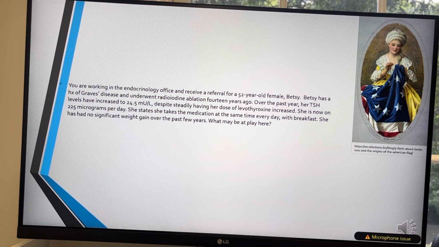We would want to ask her all about breakfast, what she eats, check H. pylori, and work her up for celiac. And this patient actually had celiac. So her levothyroxine wasn't getting absorbed, and we need to get her on a gluten-free diet.